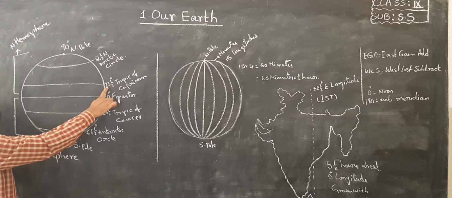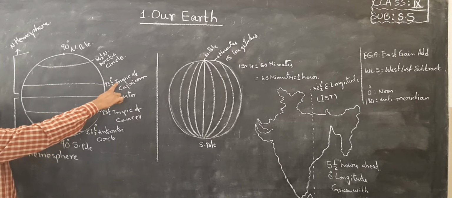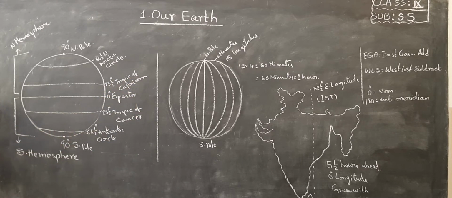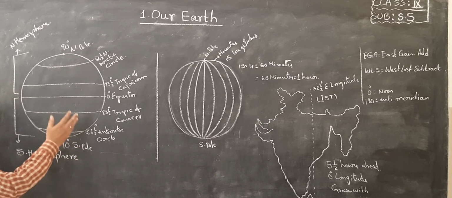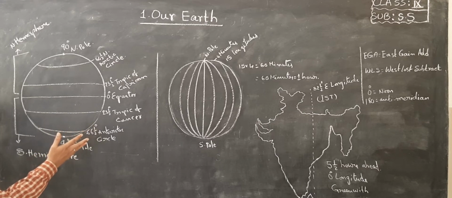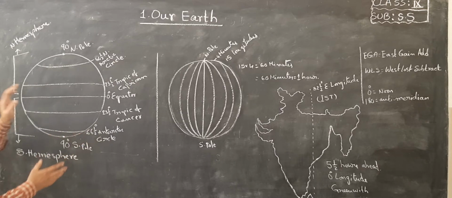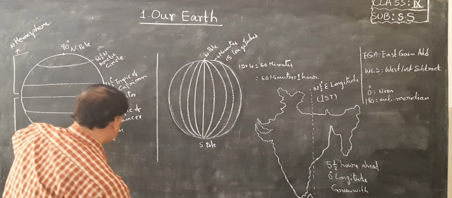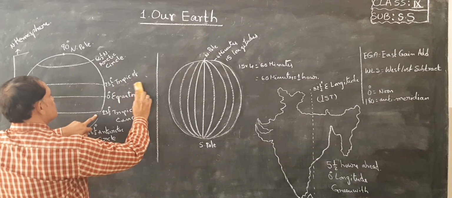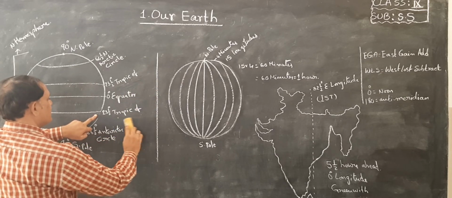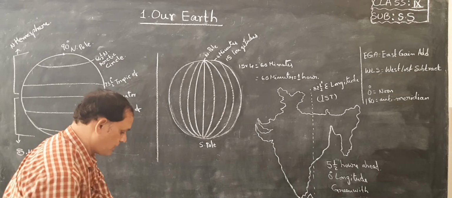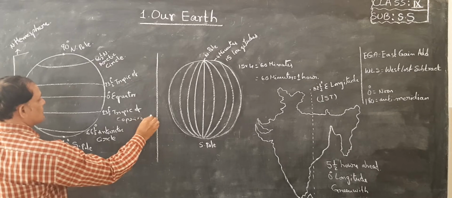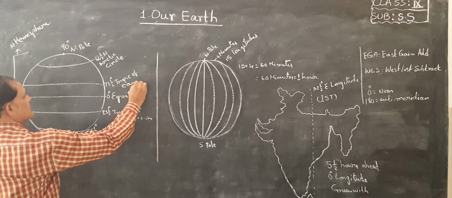The first one is 23.5 degree. This is called Tropic of Cancer, children. Sorry, this is Tropic of Cancer. This is Tropic of Capricorn, children. Now look, children, this is Tropic of Capricorn, and this is Tropic of Cancer.